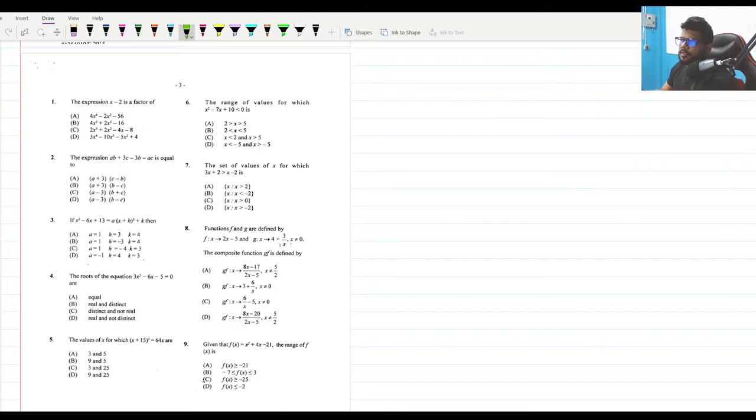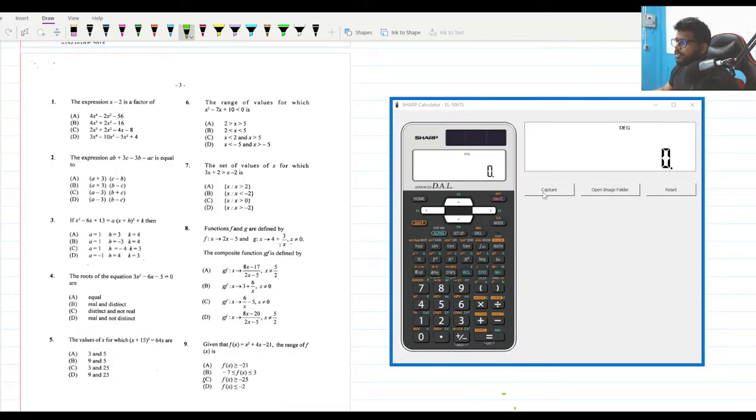X minus 2 is a factor of that. Just put x is equal to 2. This was a repeat, so I'm just double checking, making sure that the answer is indeed A. So 4 into 2 to the power of 4 minus 2 into 2 squared minus 56 is supposed to be 0. We get 0. The answer for this is A.